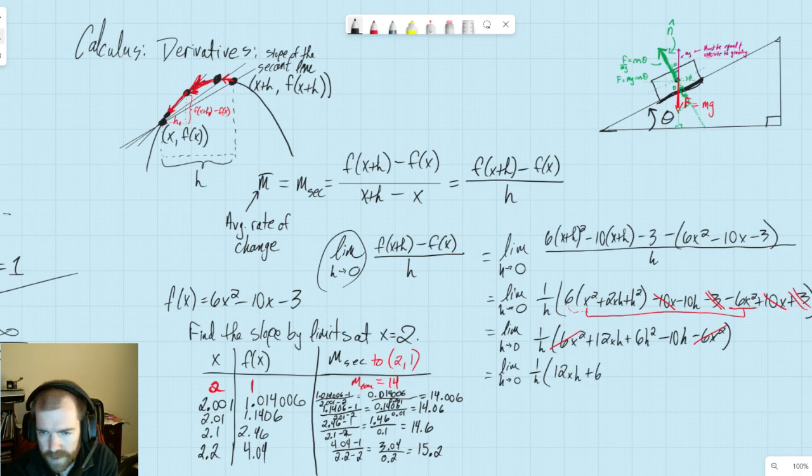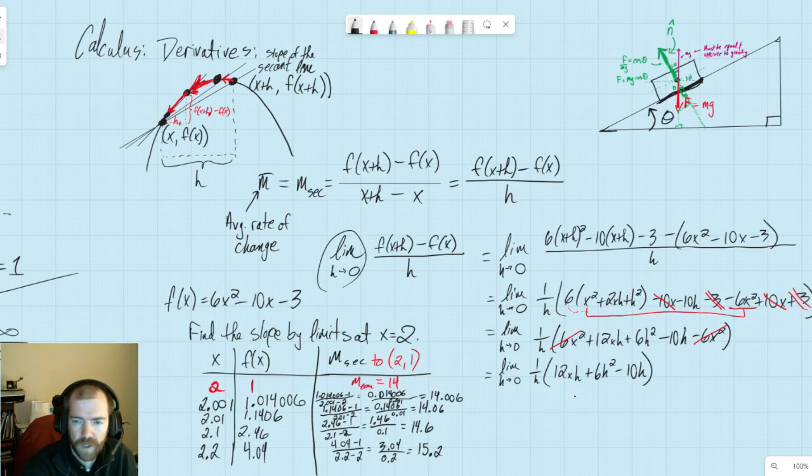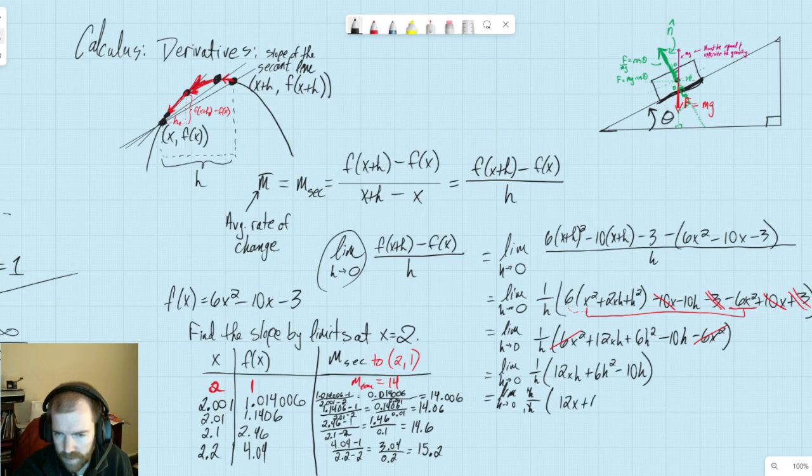12xh plus 6h squared minus 10h. Now, if we want to, we can take out the h from the top that is in every term. So we get an h divided by an h, which is just 1, of 12x plus 6h minus 10.